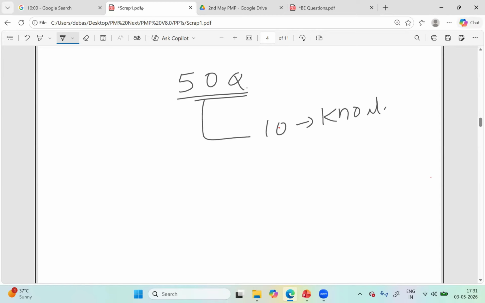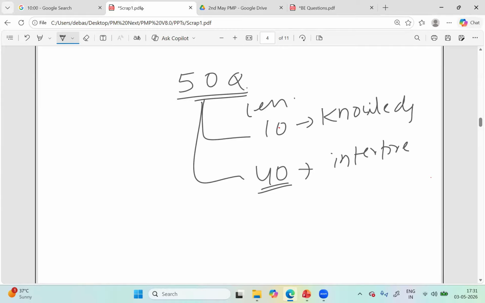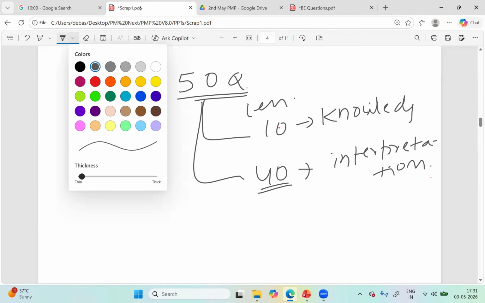Very interesting to note. Let's say somebody gets 50 questions incorrect in the exam. Understand some statistics. Out of 50, 10 or less than 10 would be due to knowledge. I mean, you didn't have the knowledge to answer the question. What about the other 40 or more? It is an interpretation issue. You could not interpret the question or the options. I'm telling you the stats.